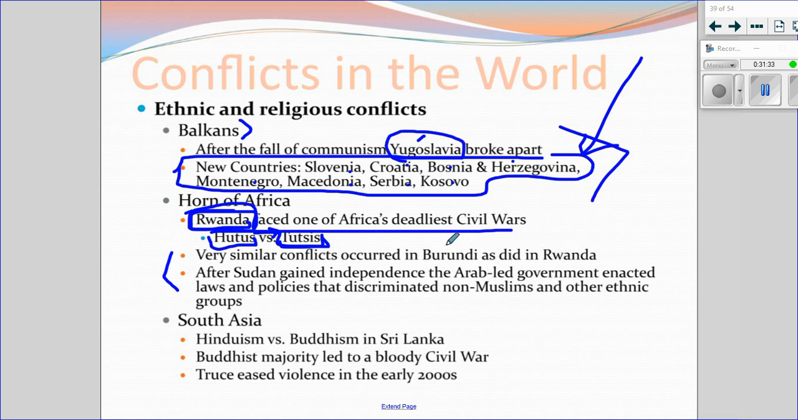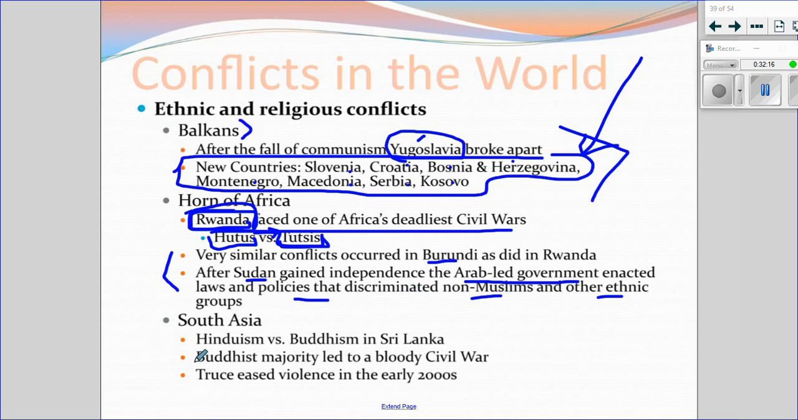Very similar conflicts occurred in Burundi, as did in Rwanda. Sudan gains its independence from the Arab-led government and enacted laws and policies that discriminated against non-Muslims and other ethnic groups. Since then, Sudan has had a civil war, and South Sudan has split from Sudan. And in Darfur, which is in South Sudan, you have Arabic Sudanese who are basically murdering black Muslims and Christians in South Sudan. So there's some bad stuff going on there.